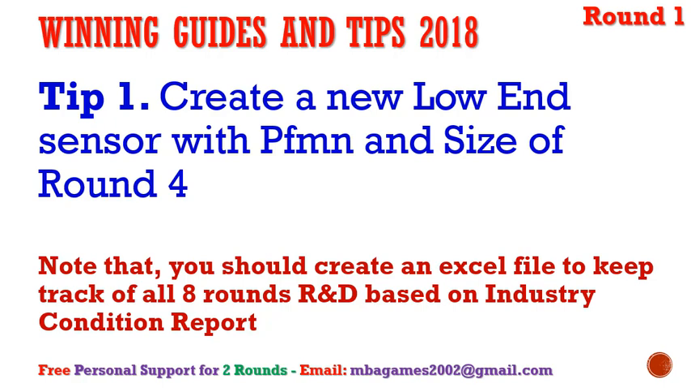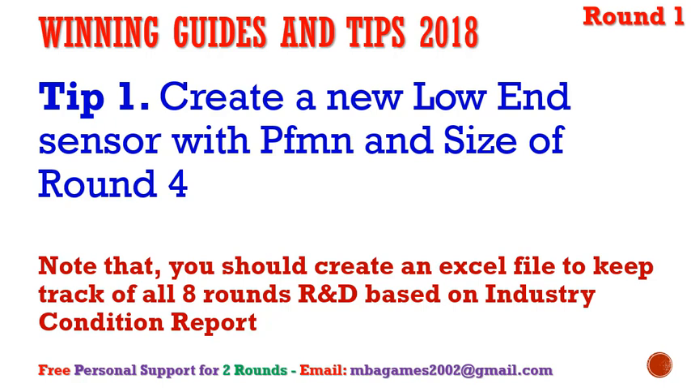Again, it's very important to create an Excel file to keep track of all 8 rounds of R&D based on the industry condition report. You download the free Excel file and the R&D industry condition report from your game, and then you put only one round into the Excel file. The file will automatically calculate the ideal spot for all the 8 rounds.